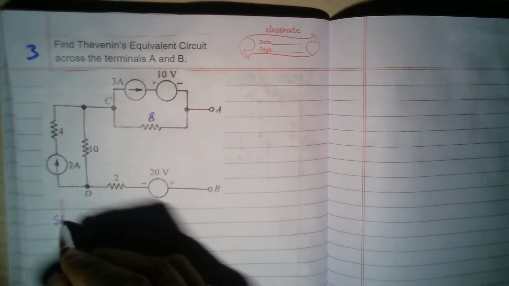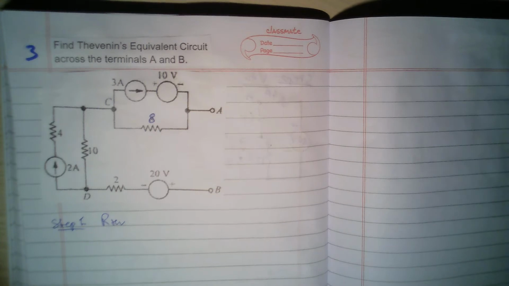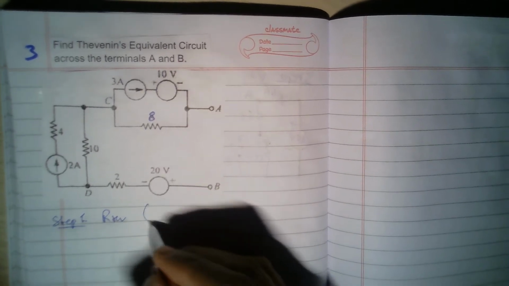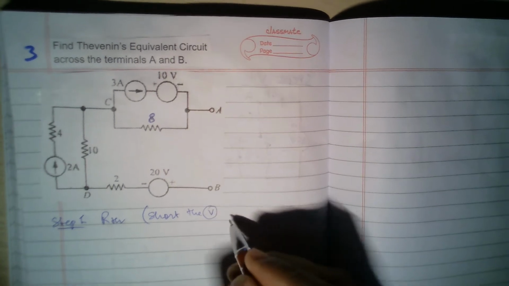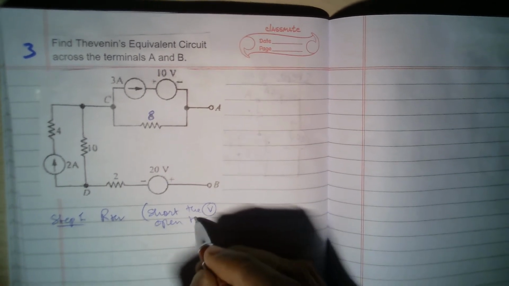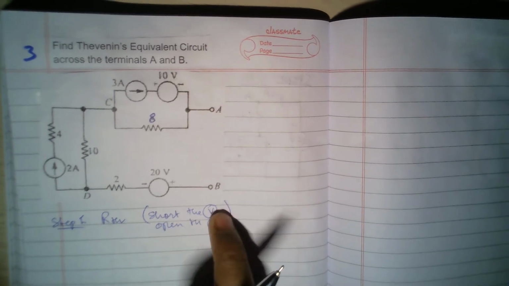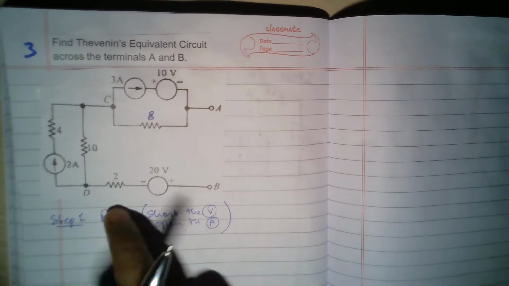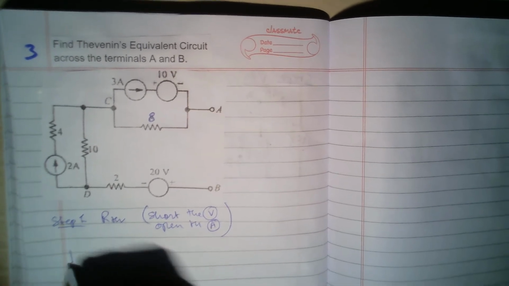Okay, so step 1. What is step 1? Finding RTH, Thevenin's resistance. So how to find Thevenin's resistance? Short the voltage sources and open the current sources. Okay, so all the current sources open circuit, all the voltage sources short circuit, and find the equivalent resistance between A and B. So here let us open circuit this.